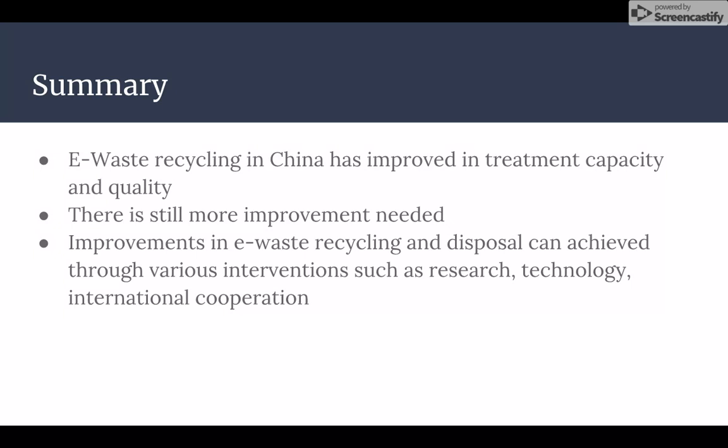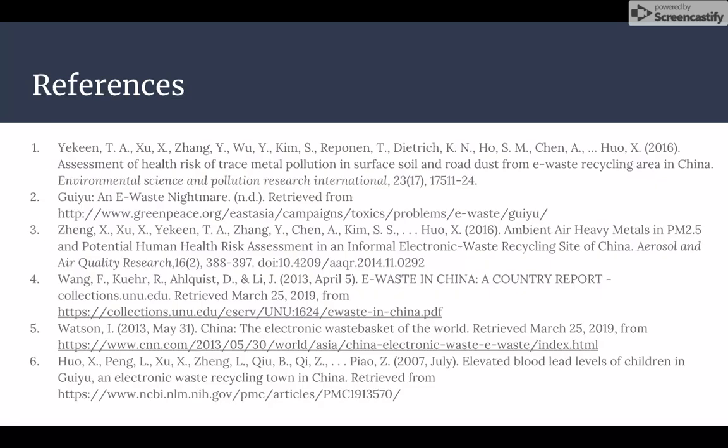Basically, e-waste recycling in China has improved in treatment capacity and quality as a result of interventions such as legislation. Although things have improved, there's still much more improvement needed. Improvements in e-waste recycling and disposal can be achieved through various interventions such as research, technology, and international cooperation.